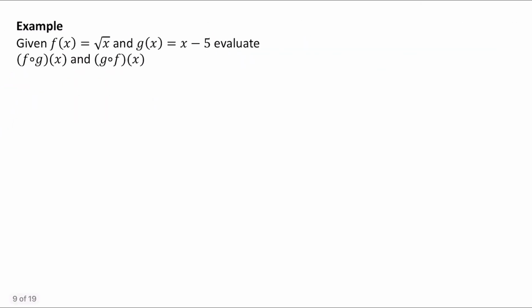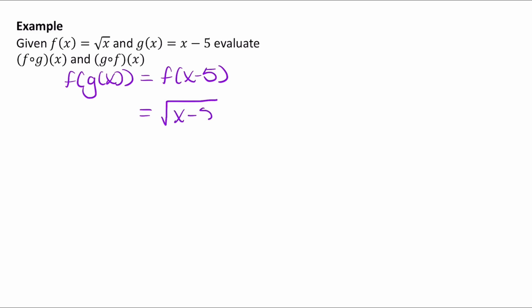So now suppose we have f of x equals the square root of x and g of x equals x minus 5. Let's evaluate f of g of x and g of f of x. So let's start off with f of g of x, and it does tell us that g of x is x minus 5, so we have f of x minus 5. So that means I'm going to go to f, and then instead of x, I'm going to plug in x minus 5, so that gives me the square root of x minus 5. That cannot be simplified any further, so I'm just going to leave that as my final answer.